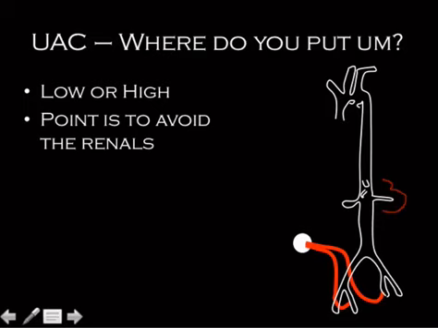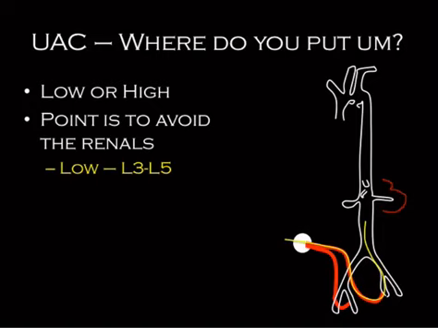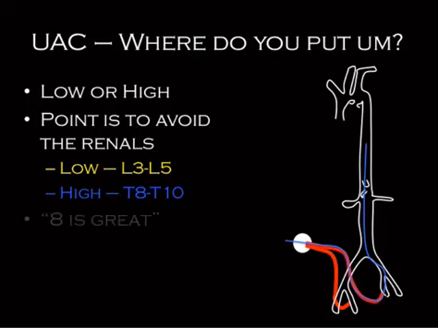So you either want to go low, underneath of them, like L3 through L5, or you want to go high, above them, like T8, T9, T10. And the way to remember that is 8 is great, so 9 is fine. 8 is great, 9 is fine as far as how high you need to be. In between this is the no-go zone.